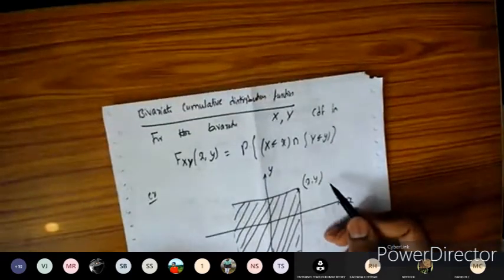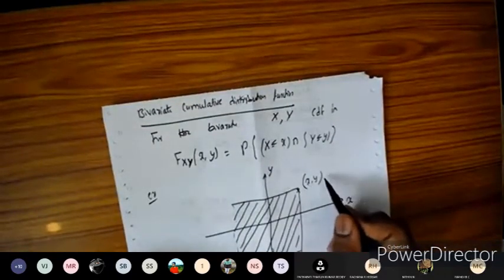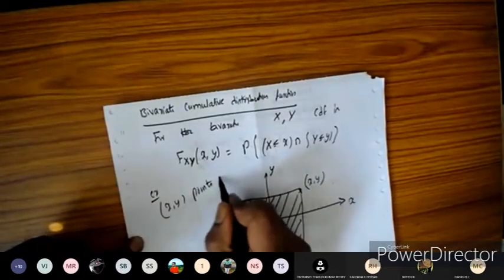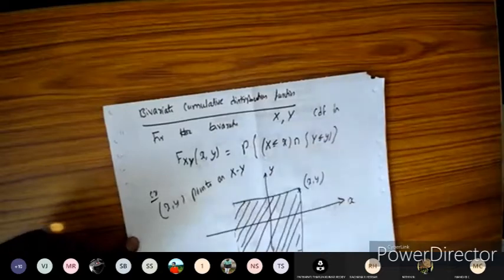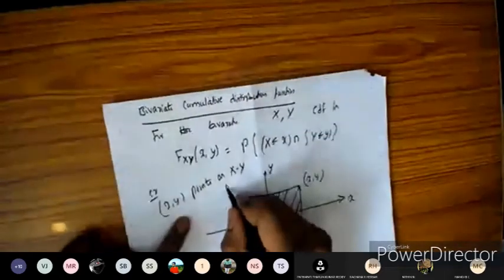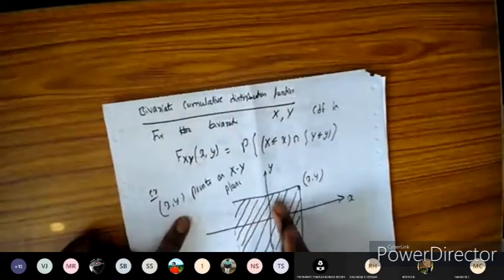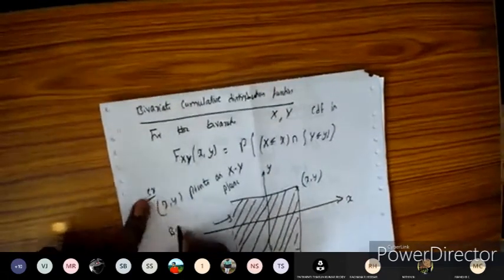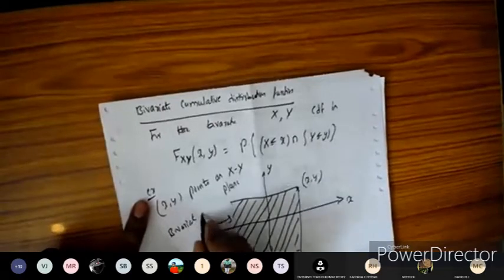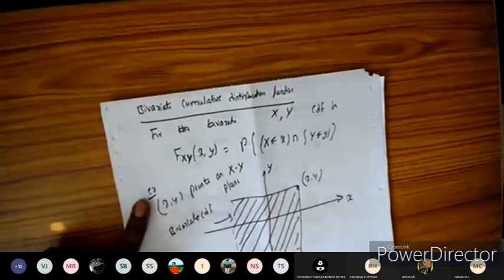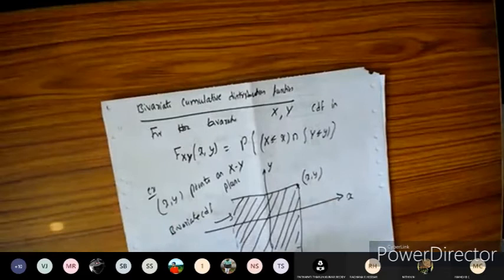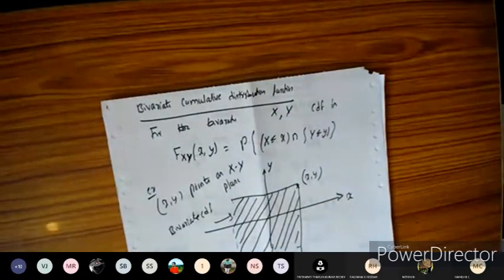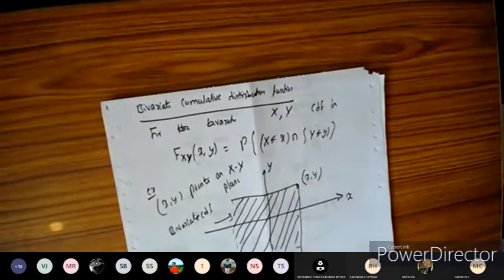We assume that x and y are points on the xy plane. On that plane we mark the bivariate CDF, which takes values less than or equal to x and y. This is just one of the examples we are giving. So you can take this as an example.